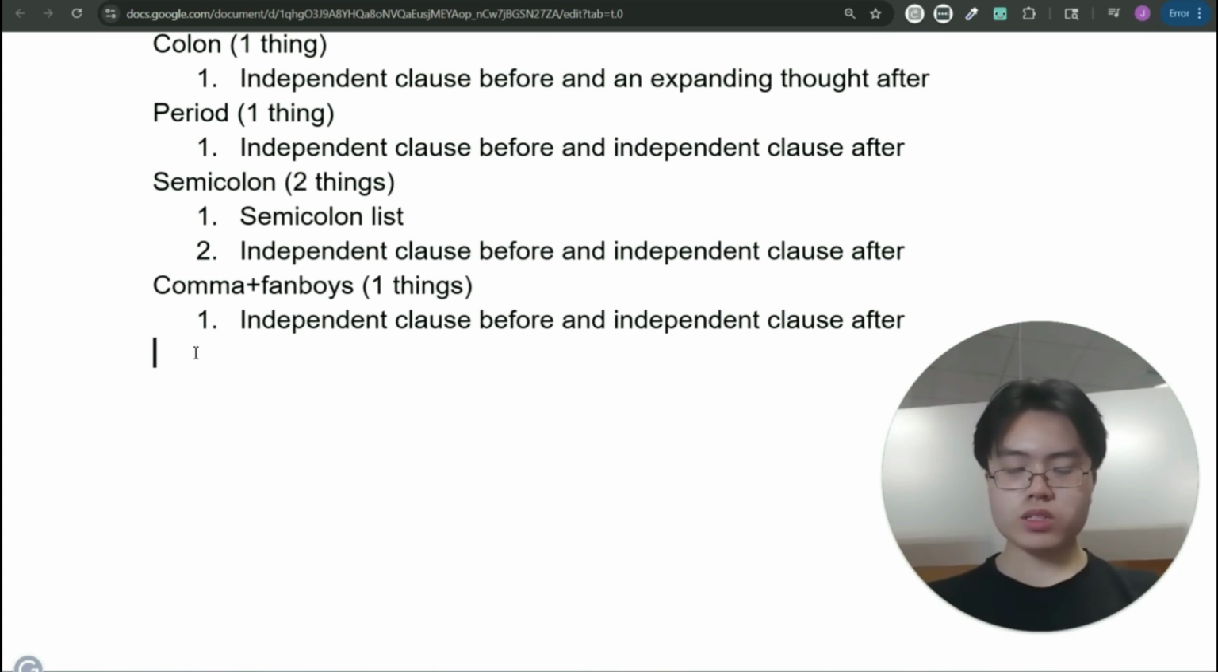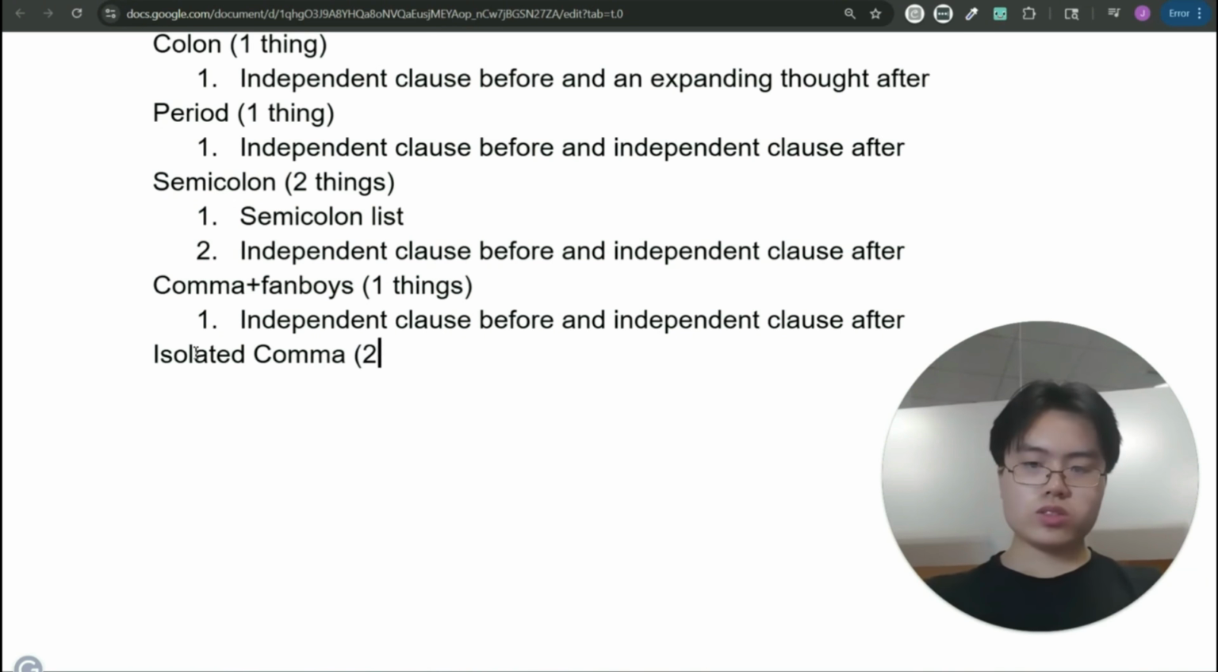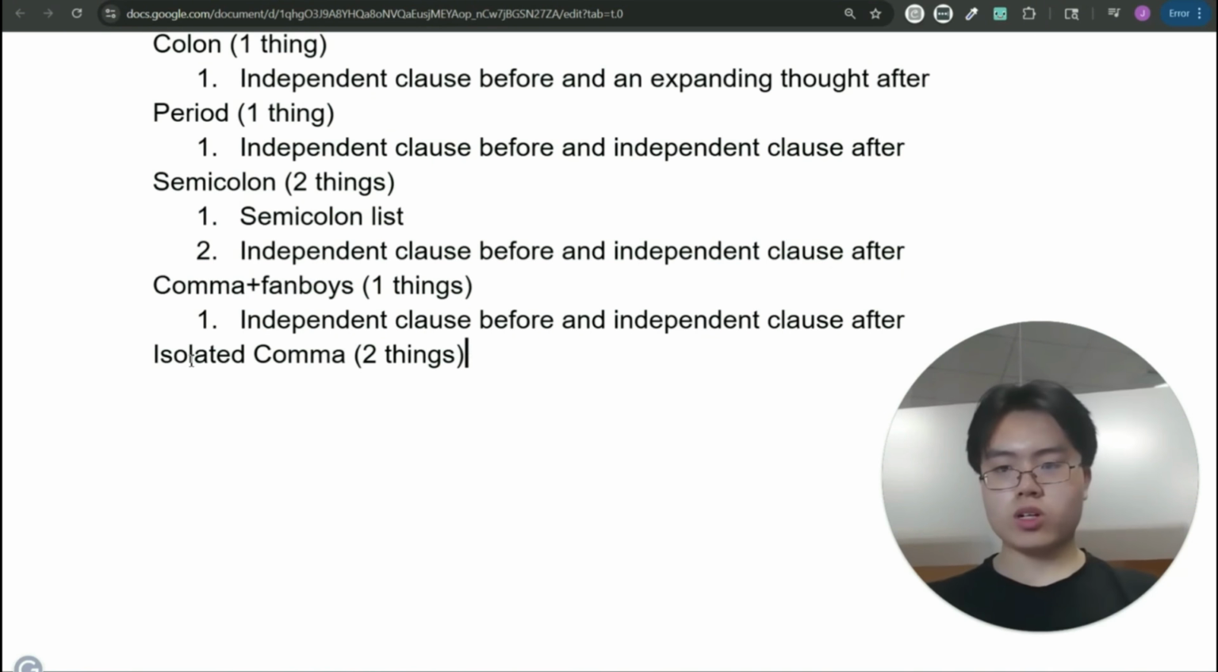Okay. Next thing, let's talk about an isolated comma. An isolated comma is just any comma that has no fanboys after it. I just call it an isolated comma to differentiate it from a comma plus fanboys. So this is just any other comma, a comma by itself, basically. There's no fanboys after the comma. Okay. You have to worry about two things about an isolated comma.